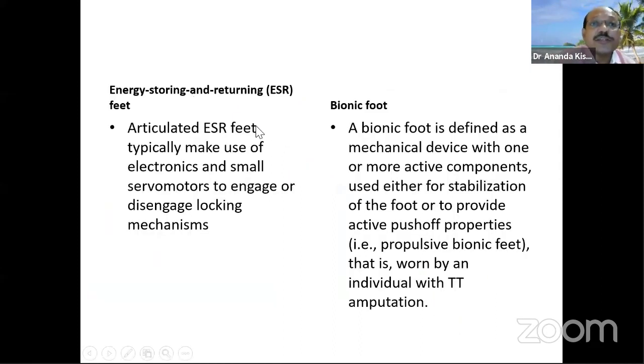The articulated ESR foot typically makes use of electronics, such as small servomotors, to engage or disengage components of the locking mechanism. But the most advanced foot is the bionic foot. It is defined as a mechanical device with one or more active components used either for stabilization of the foot or to provide active push-off properties. The propulsive bionic foot is used by individuals with a transtibial amputation. An almost normal gait cycle is simulated, so basically this is the foot of choice.